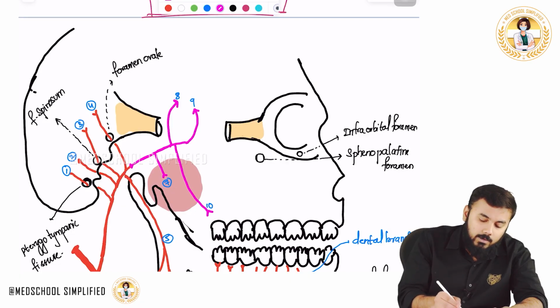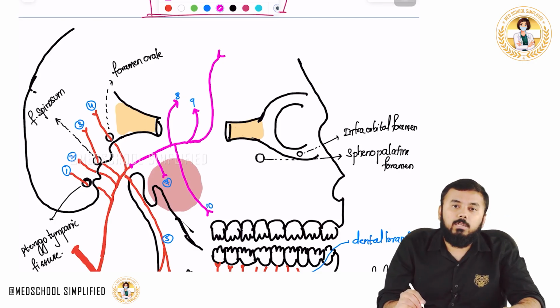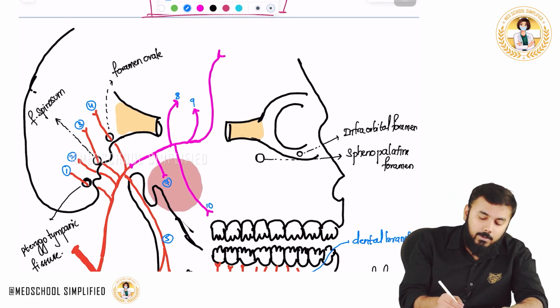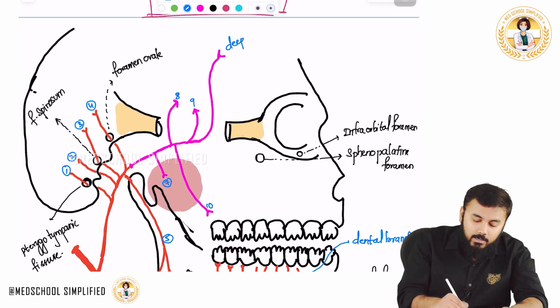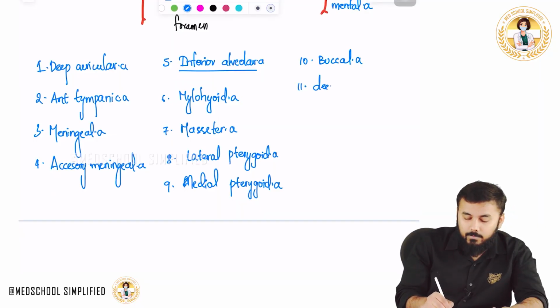We have got another important artery that goes all the way, supplies to your temporal region. This is called as a deep temporal artery. What is this? Deep temporal artery. Here itself I am writing it. Okay, let me number it. Artery number 11, that is your deep temporal artery.